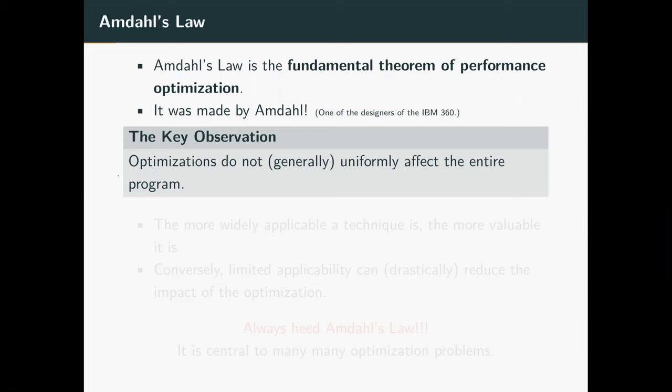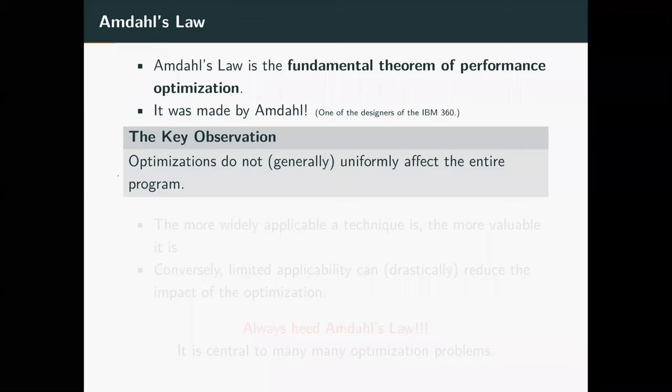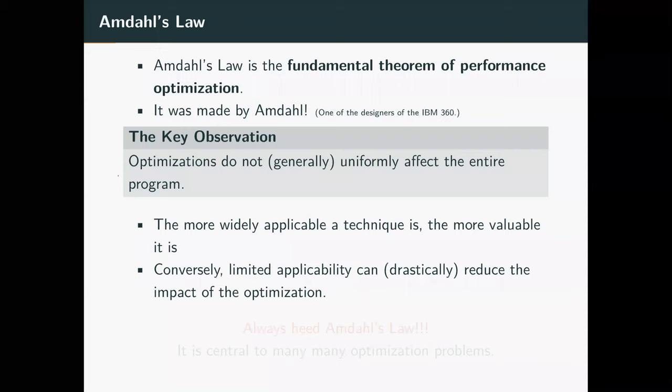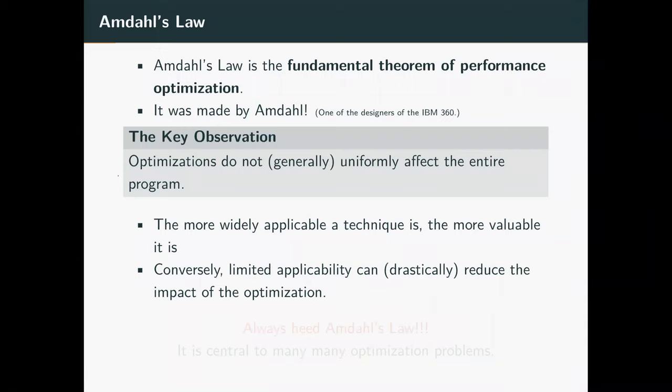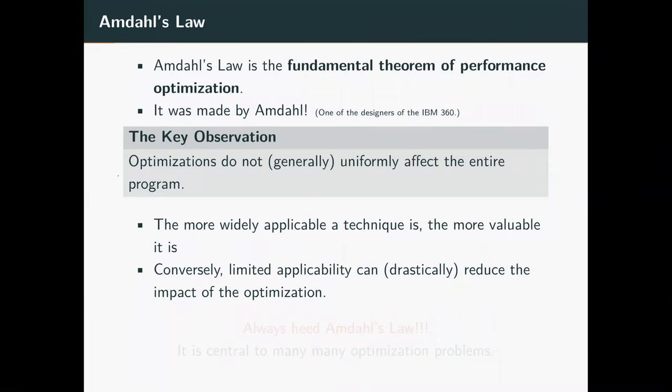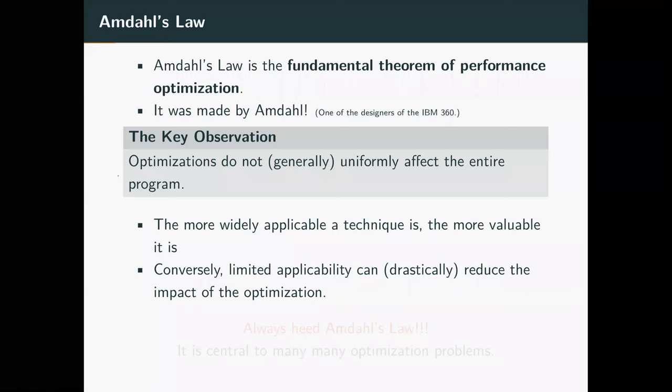The key observation of Amdahl's law is that optimizations generally don't uniformly affect the entire program. What's an example of this? If we optimize a specific type of instruction and your program has any other instructions besides that specific one, then you're going to end up with an optimization that did not uniformly affect your entire program. It only affected the parts that were actually using that operation. So this leads to the conclusion that a widely applicable technique is going to be more valuable. I'd say the most widely applicable technique is just increasing your clock speed, decreasing your cycle time. That's going to affect the entire program.